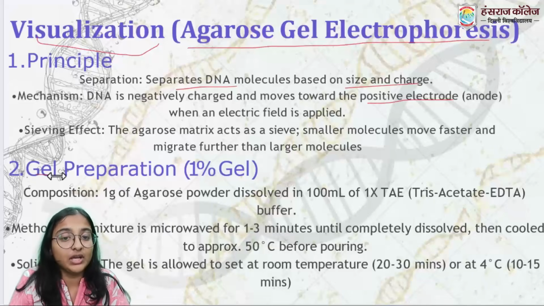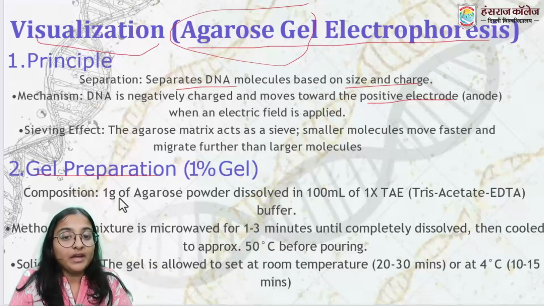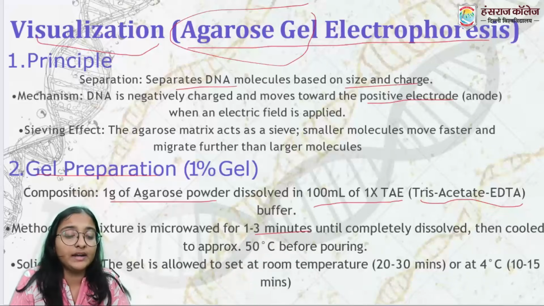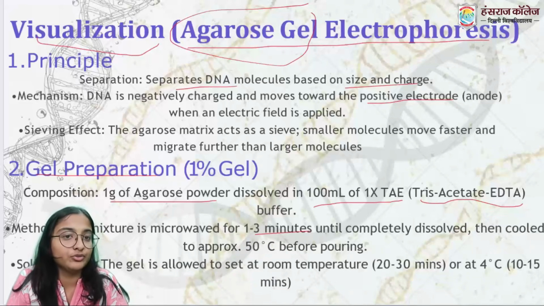Now we prepare the agarose gel. We use 1 gram of agarose powder, which is dissolved in 100 ml of TAE, which is Tris-acetate EDTA. Now this is microwaved for 1 to 3 minutes, and then it is solidified at room temperature for about 10 to 15 minutes.